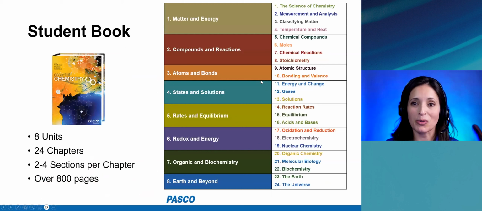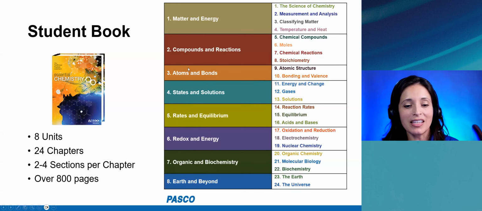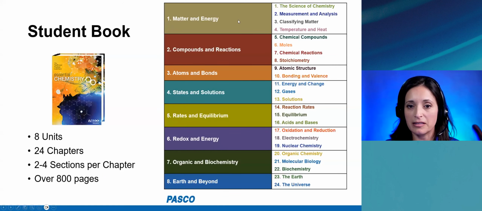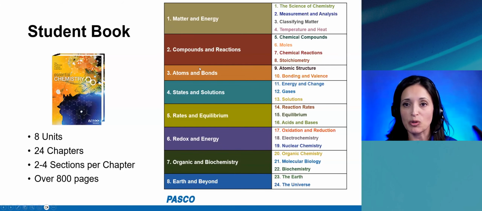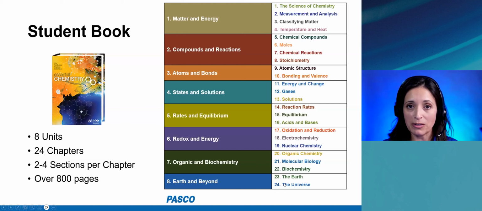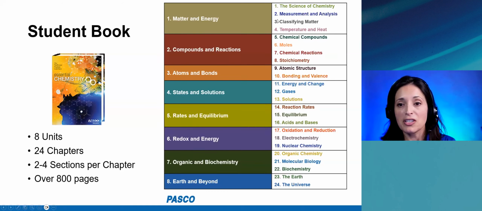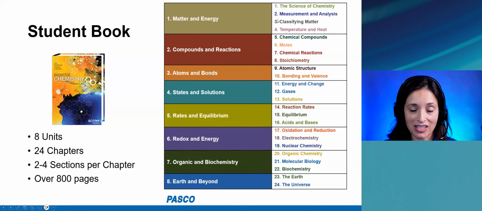So here's how the student book is organized. There are 8 units, the traditional topics that you would see in most chemistry books. Within those 8 units, there's a total of 24 chapters. Every chapter has between 2 and 4 sections for a total of over 800 pages in this book. There's a lot of stuff in here.